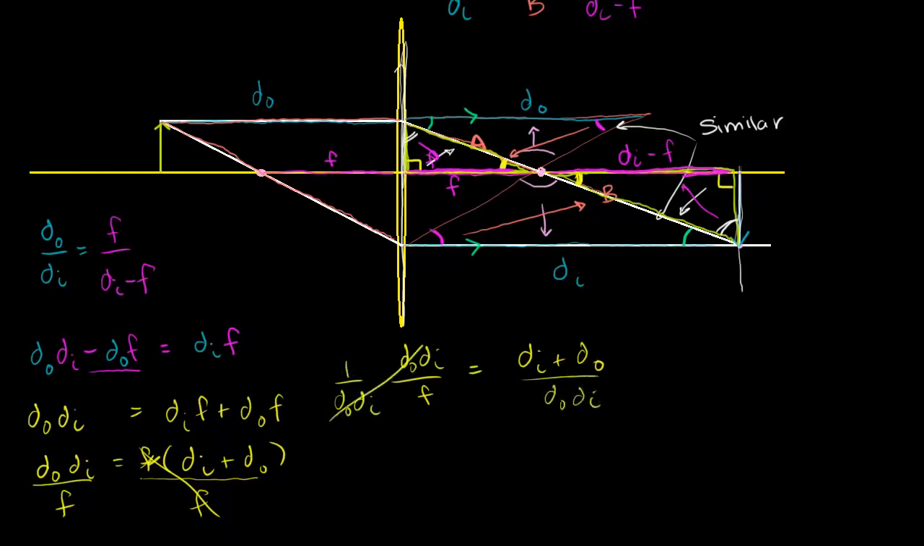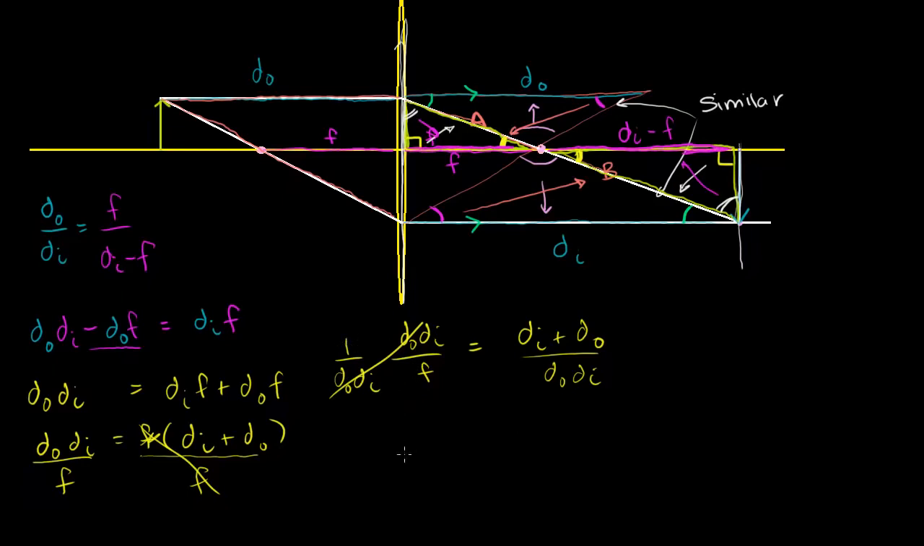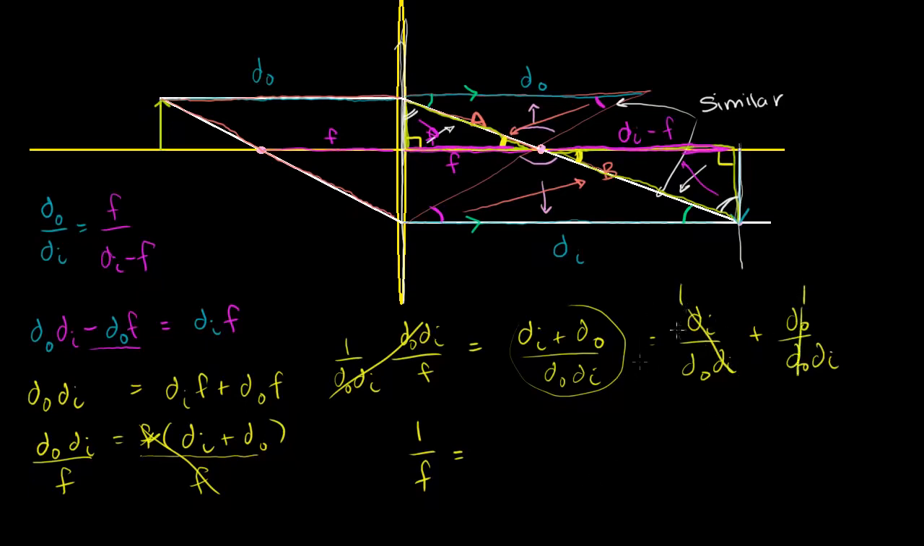Divide this side by d naught di, and it cancels out over here. And so we are left with, on the left-hand side, 1 over the focal length is equal to this thing over here. And we can separate this thing out. We just separate out the numerators. It's the same thing as di over d naught di plus d naught over d naught di. But di over d naught di, the di's cancel out. We just have a 1. Here, the d naughts cancel out. You just have a 1. So this is equal to 1 over the distance of the object, plus 1 over the distance of the image.